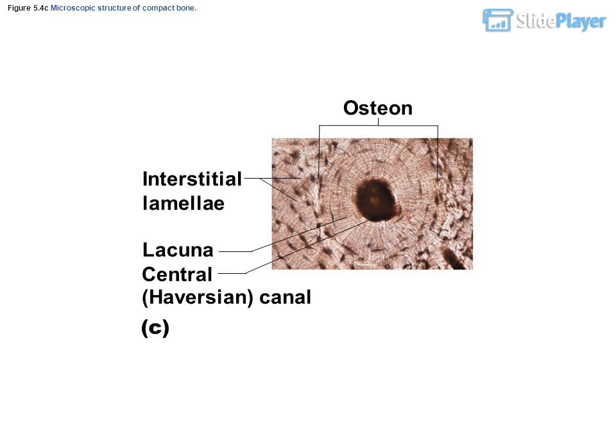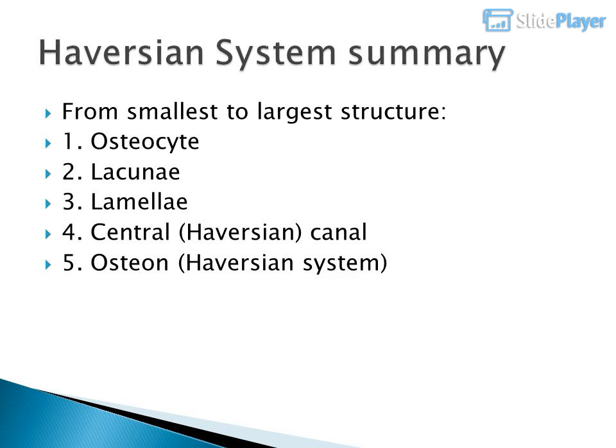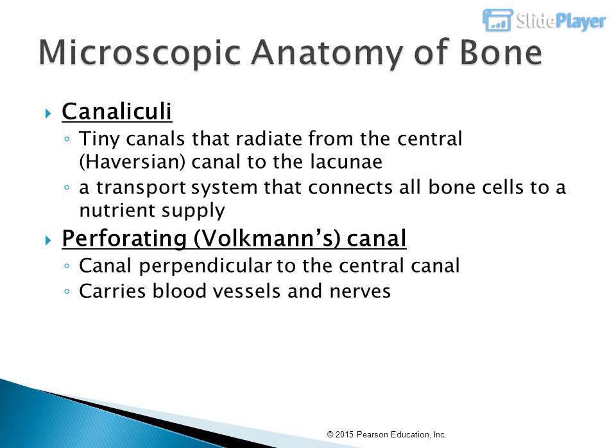Figure 5.4c, microscopic structure of compact bone. Osteon, interstitial lamella, lacuna, central Haversian canal. Haversian system summary, from smallest to largest structure: 1. Osteocyte. 2. Lacunae. 3. Lamella. 4. Central, Haversian, canal. 5. Osteon, Haversian system.